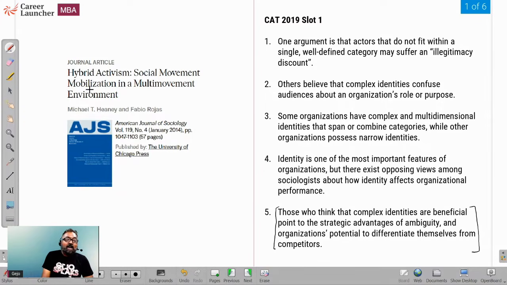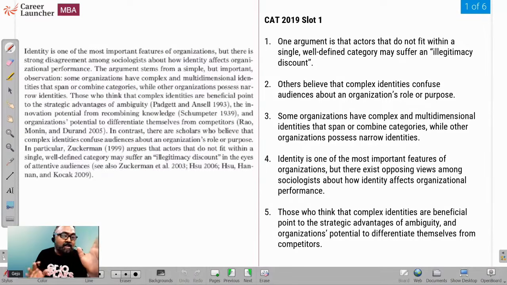This is from a journal article, American Journal of Sociology. What is interesting is that this is the paragraph. So let's start by looking at this particular paragraph. The first sentence says, identity is one of the most important features of organization, but there is strong disagreement. Okay, fair enough. This is our sentence number 4. It started with sentence number 4.